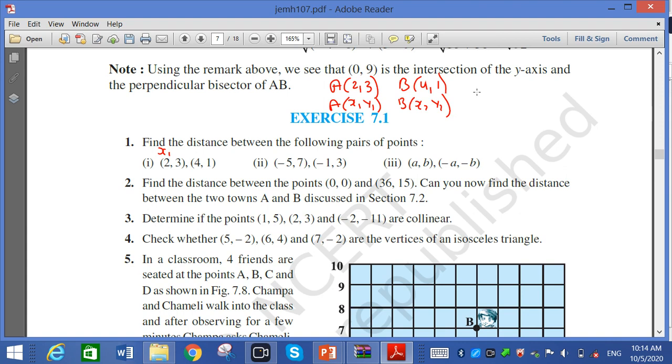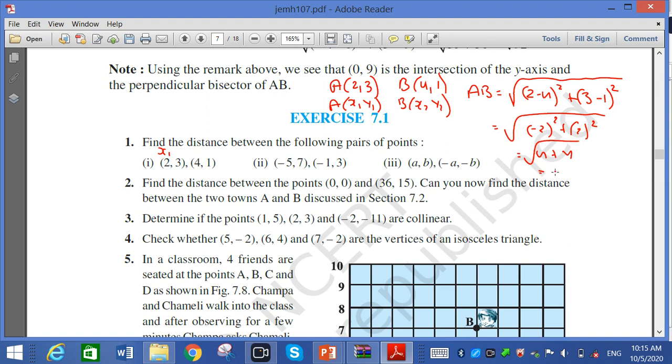So now AB is equal to under root of (x1 minus x2) whole square plus (y1 minus y2) whole square, so 2 minus 4 whole square plus 3 minus 1 whole square. So 2 minus 4 is minus 2, square, plus 2 square, that is 4 plus 4, that is under root 8. Under root 8 means 2 root 2. Distance is always positive. So 2 root 2, or we can say under root 8.